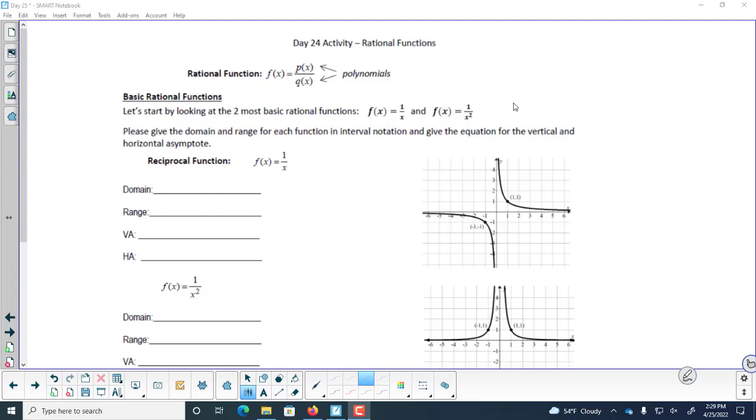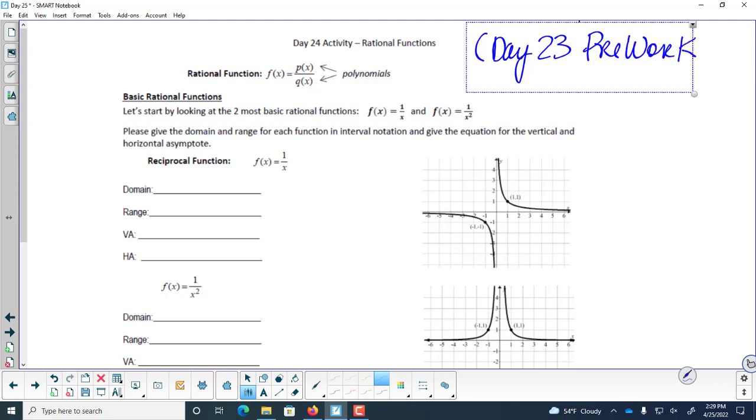Pre-work, that material that goes with this, that would be day 23 pre-work. Now where did I just set that pen? Right here. So day 24 activity goes with day 23 pre-work, because we had to shift a bit, in case you're interested. Okay, whoops. Oh, clearly it doesn't like that corner. Okay, all right.